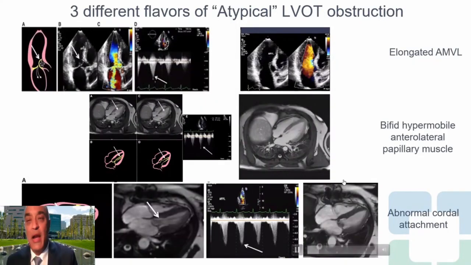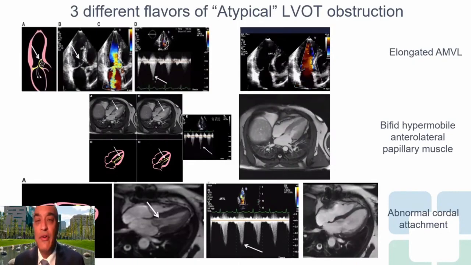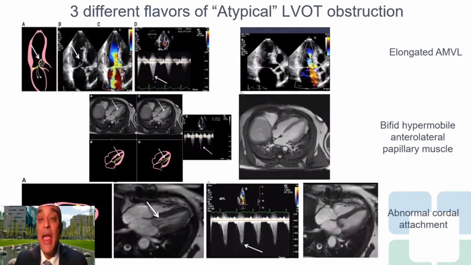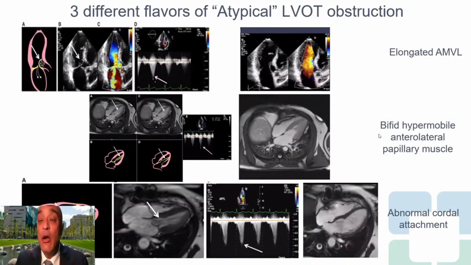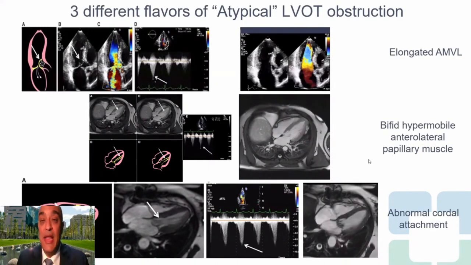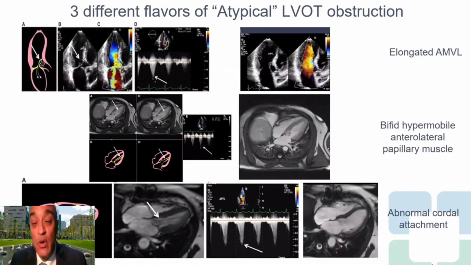Atypical outflow tract obstruction can occur in different flavors, so you have to be on the lookout. Not everything is about hypertrophy. The patient in the top panel has an elongated mitral leaflet. The patient in the middle panel has bifid hypermobile anterolateral papillary muscle, and the third patient has abnormal chordal attachment.